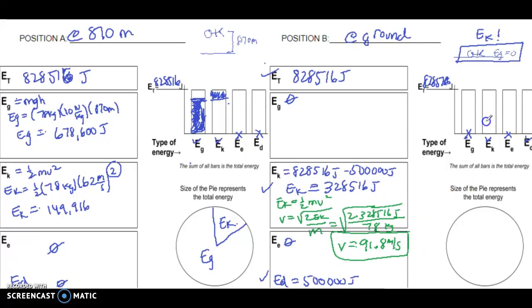Now my EK was only about a little less than a third of it, and then my ED was the rest of that, about 500,000. So look at it like a peace sign or so. Maybe a little less than a third is about EK, and then ED is the rest.